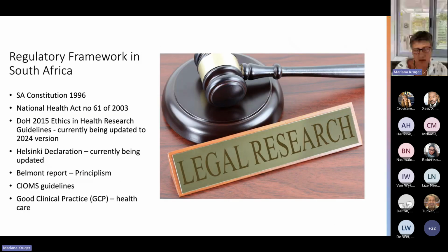Ilana has touched on it, and I'm just touching again on it. We are living in an extremely regulated framework in South Africa. First of all, there's the South African Constitution, then the National Health Act, number 61, the Department of Health 2015 Ethics in Health Research Guidelines, which are being updated, and we'll soon see the 2024 version. The Helsinki Declaration is currently being updated. There are quite a number of new issues that are developing.